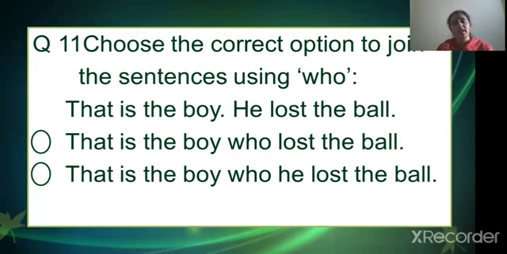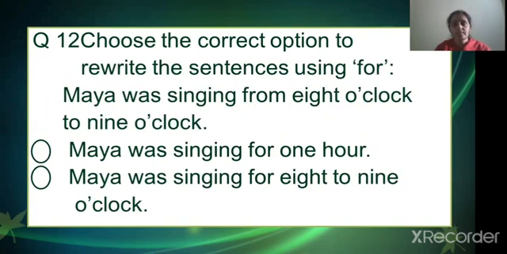So you don't have to again write the subject in the second sentence. That is the boy who lost the ball. So the first option will be the correct option. Clear? Understood, children? Let's move to the next question.